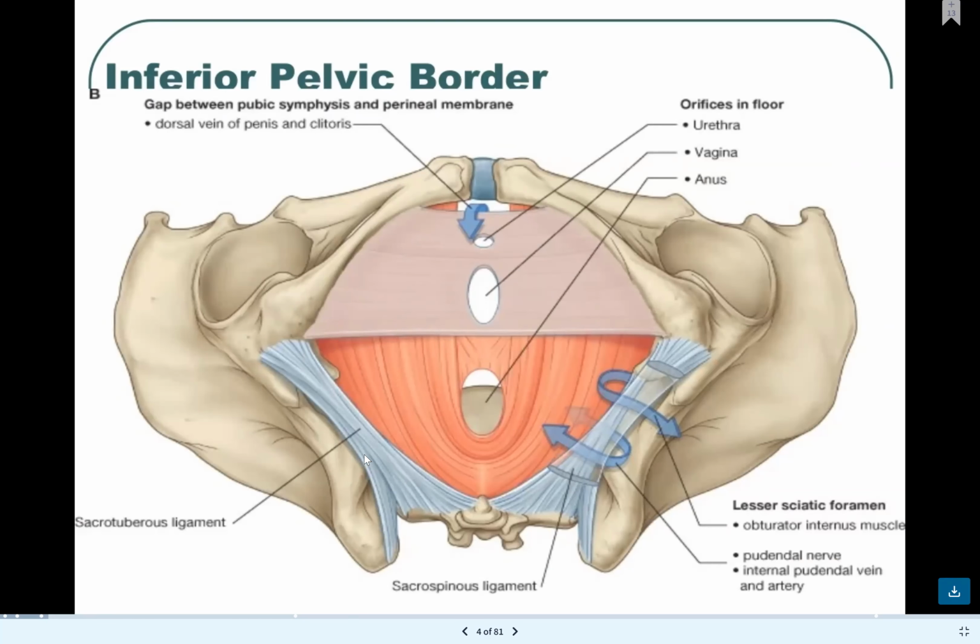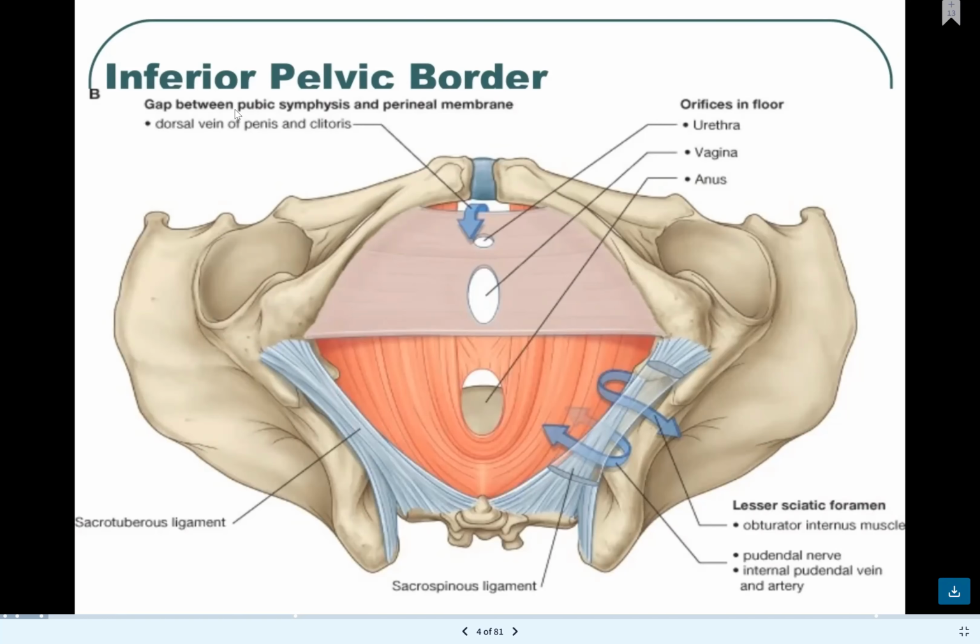The ligamentous structure that holds the sacral vertebrae in conjunction with the coccyx is known as the sacrotuberous ligament. Sacrotuberous ligament means it's coming from the sacrum and attaching to the tuberosity. So this is what holds the whole pelvic cavity in place.